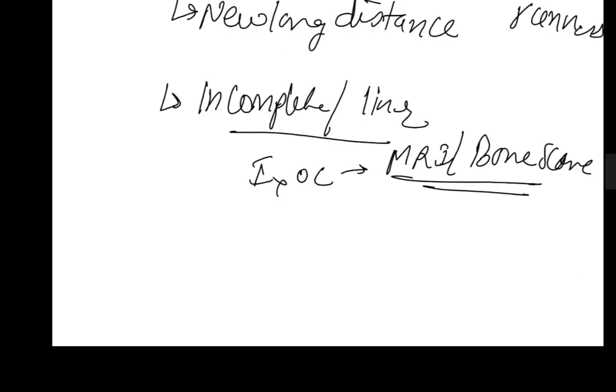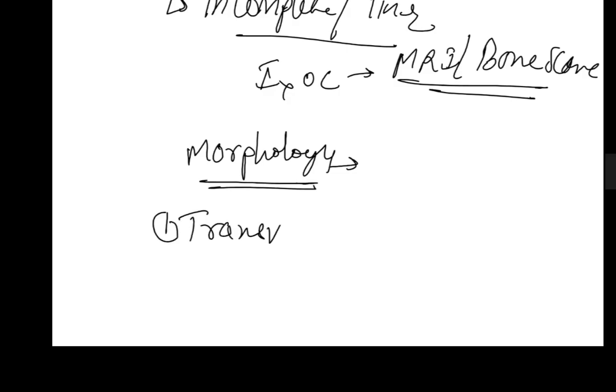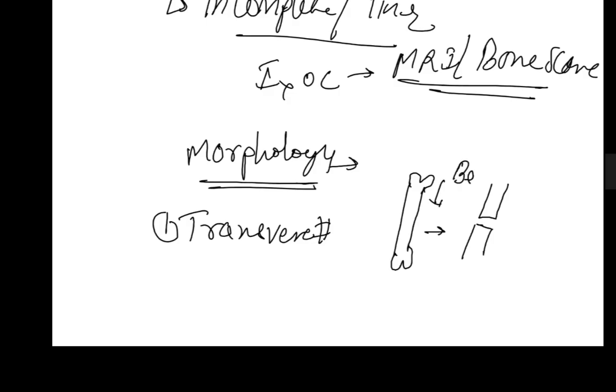Then, based on morphology, one is the transverse fracture. This bone is the normal bone. If it gets fractured like this, it is the transverse fracture. It is caused by the application of a bending force or direct blow.